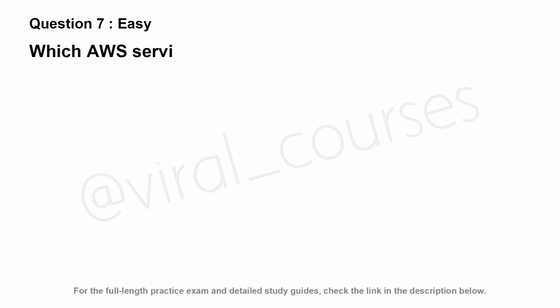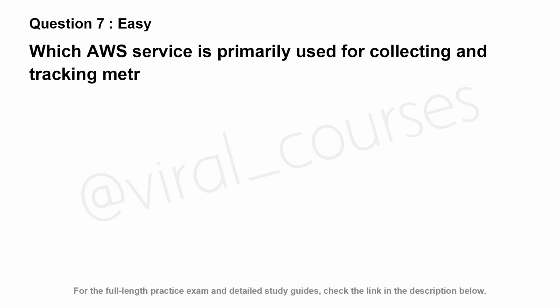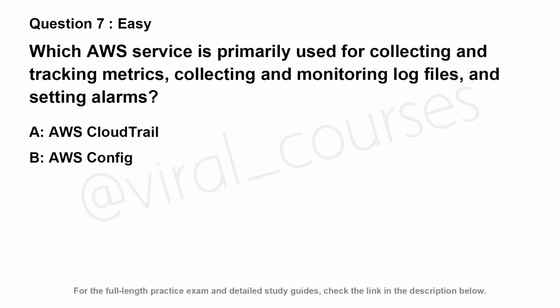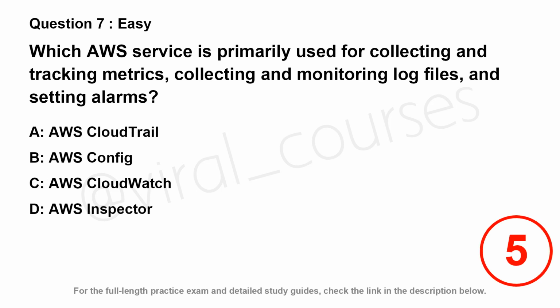Which AWS service is primarily used for collecting and tracking metrics, collecting and monitoring log files, and setting alarms? Option A. AWS CloudTrail. Option B. AWS Config. Option C. AWS CloudWatch. Option D. AWS Inspector.